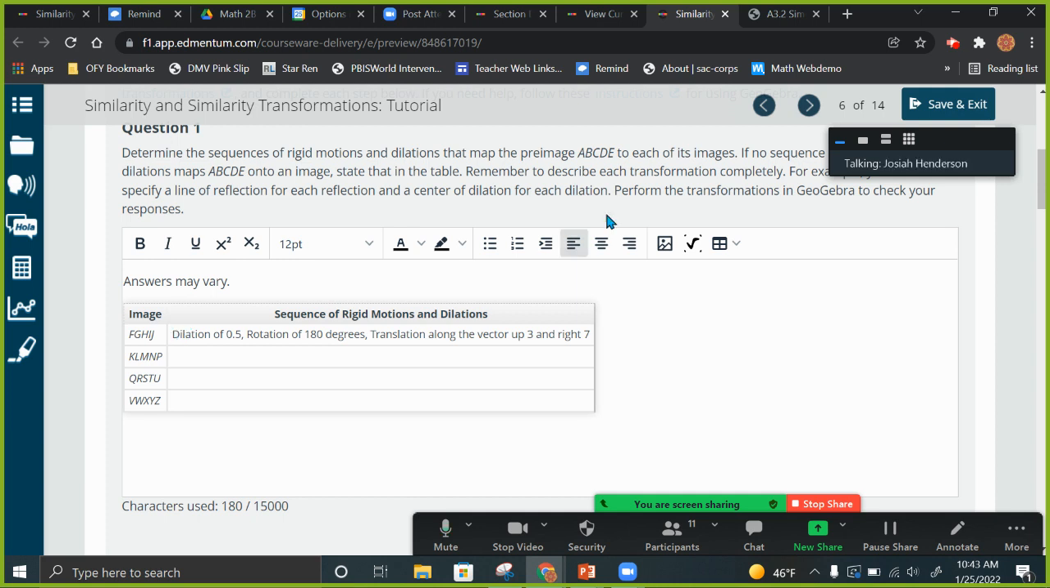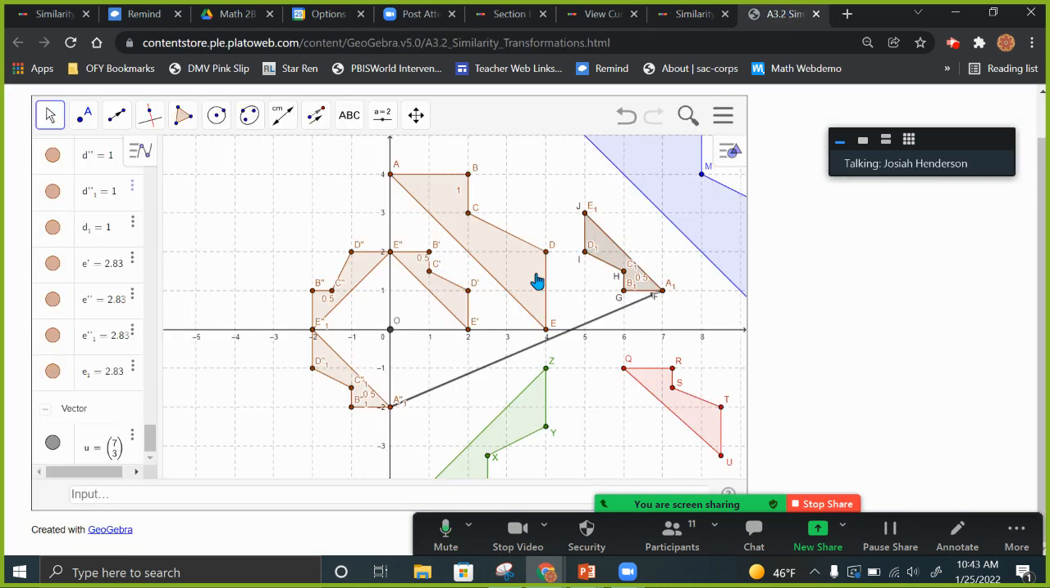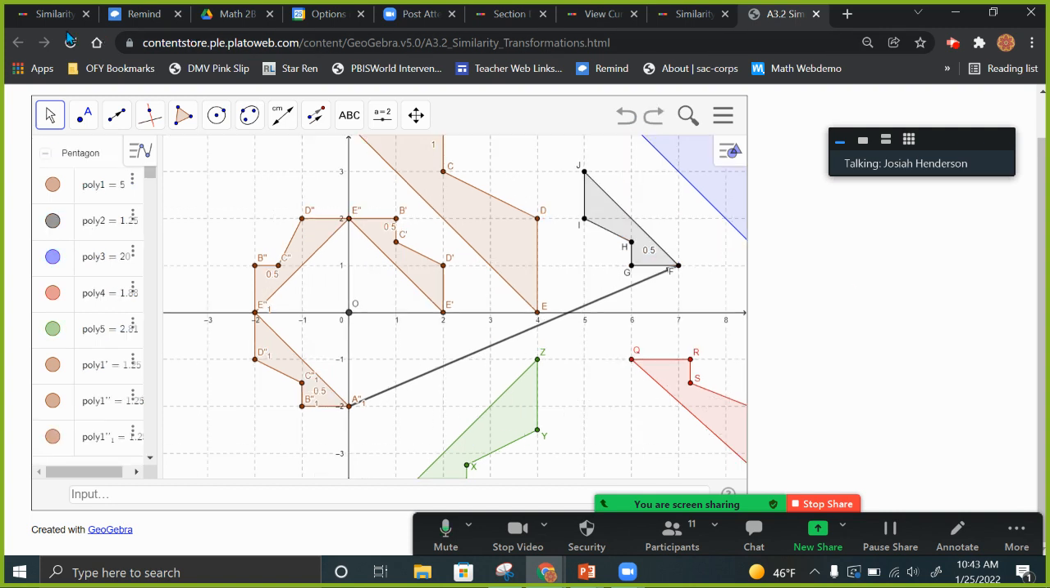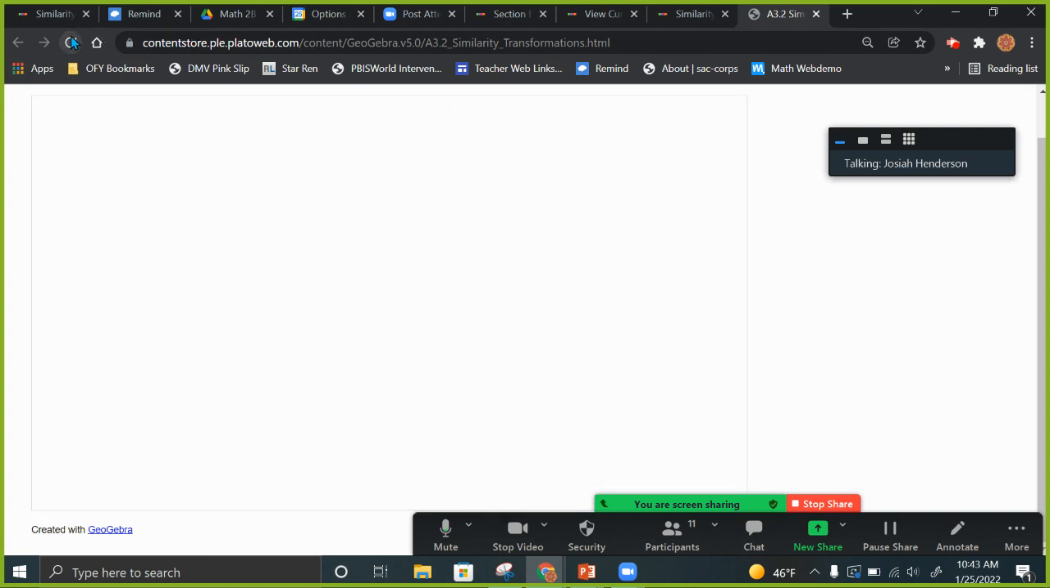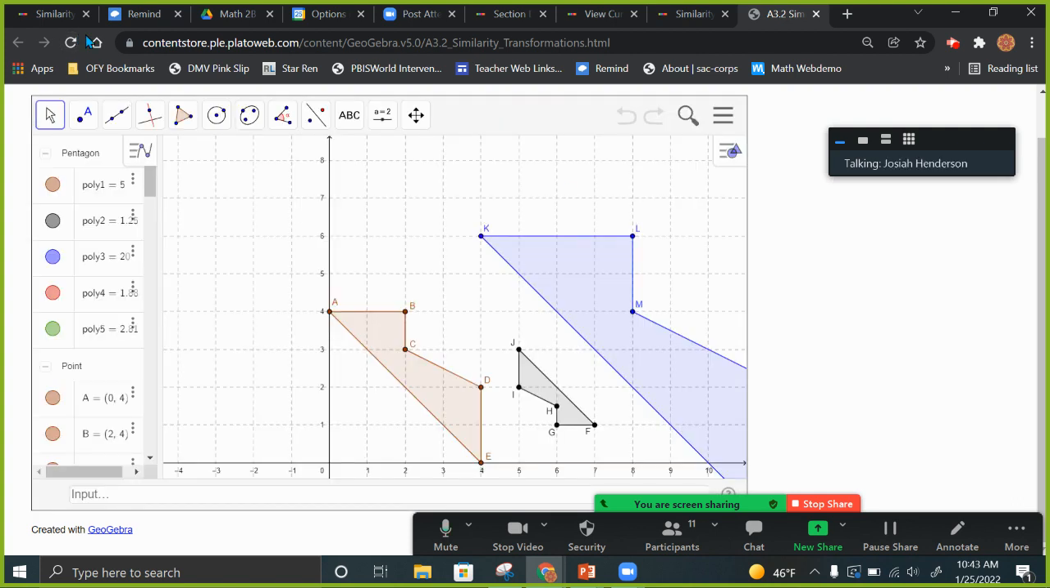So we had to start by identifying what looks like it matches up, and then one step at a time work to move it there. So I'm going to like undo and delete all my work. Actually, I'm just going to reload it so we can try the next one.